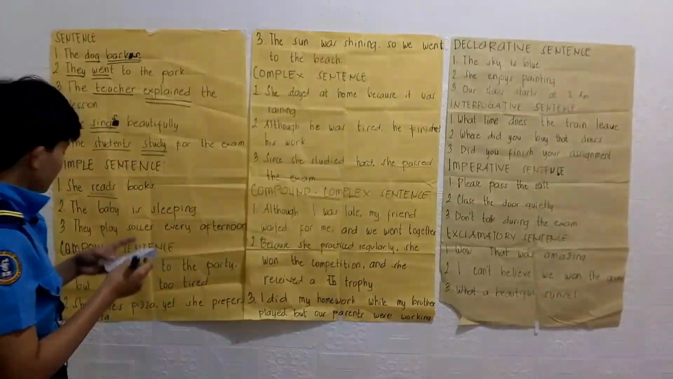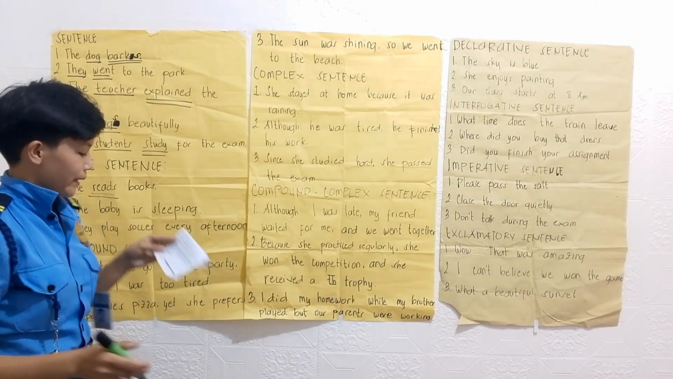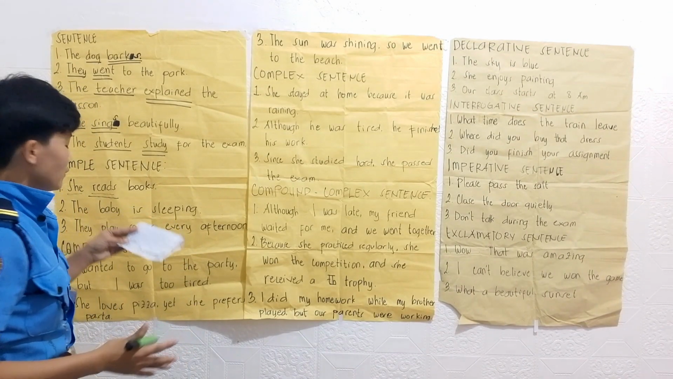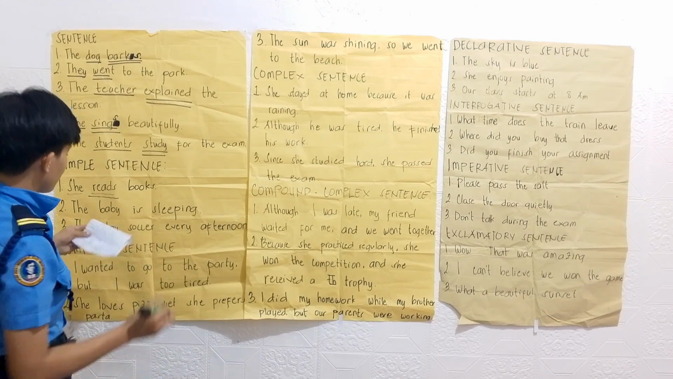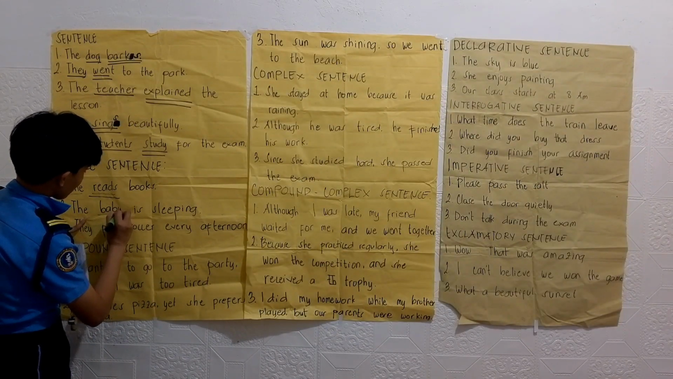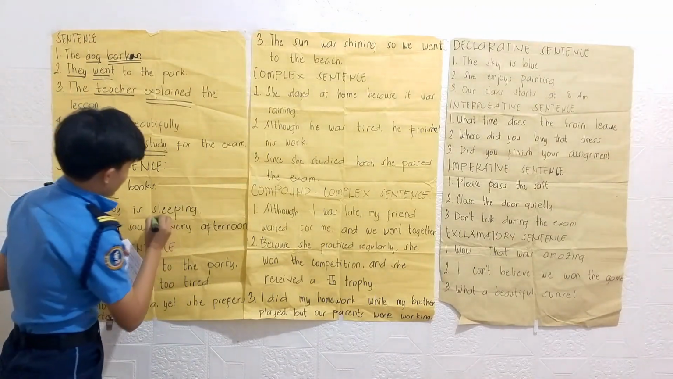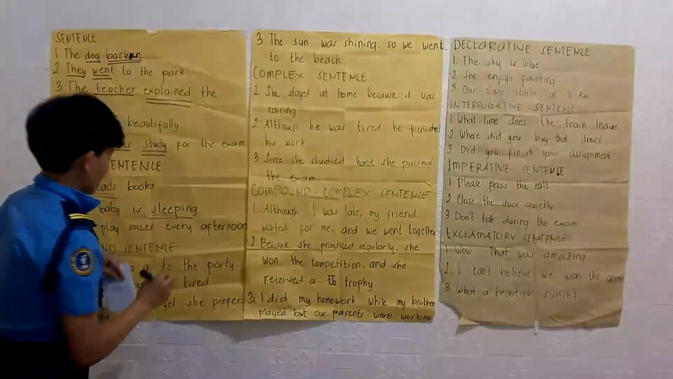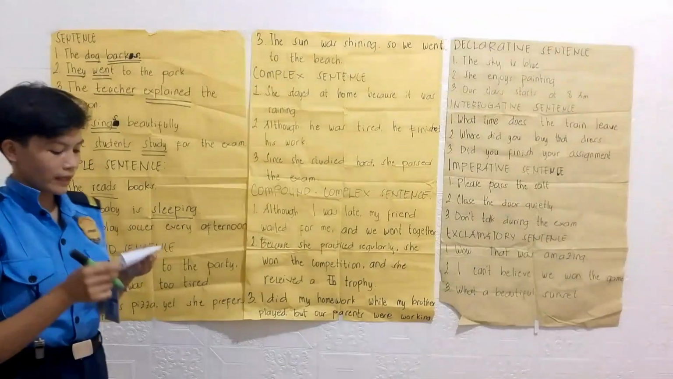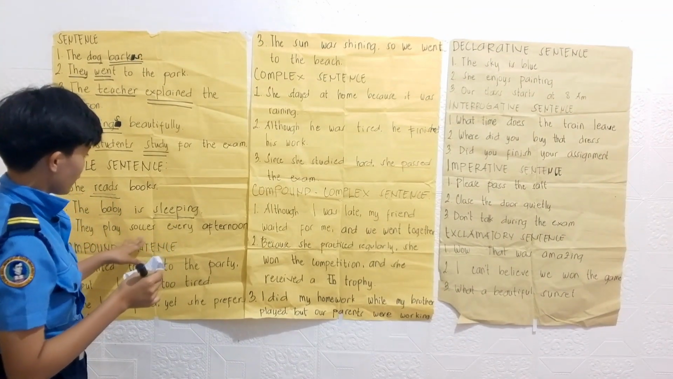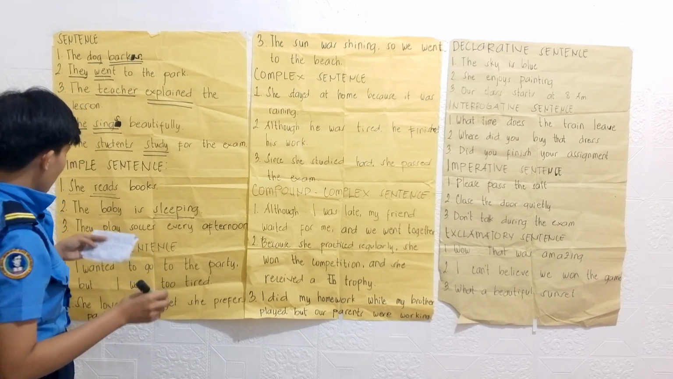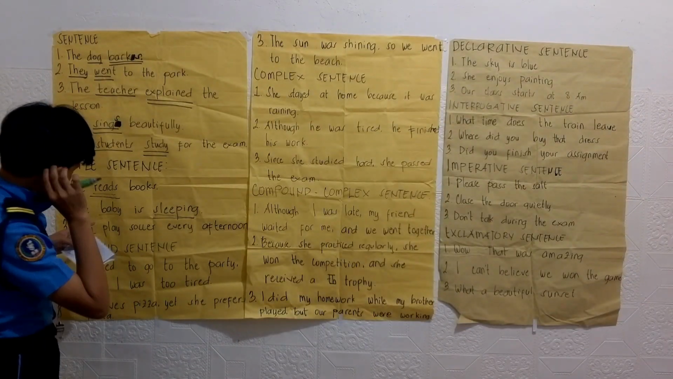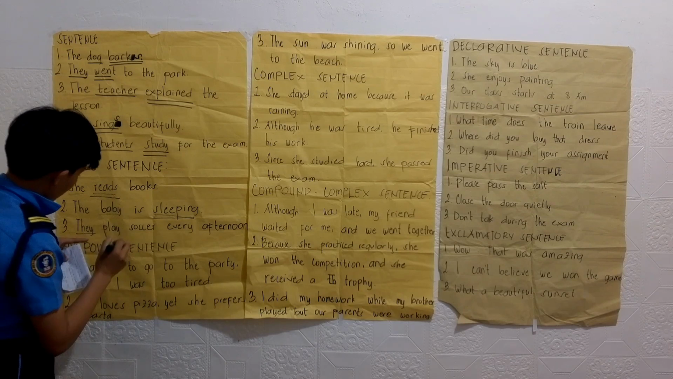Number 2, the baby is sleeping. We identify the subject and the verb. The subject is baby, while the verb is sleeping. And the last one, they play soccer every afternoon. The subject is they, and the verb is play.